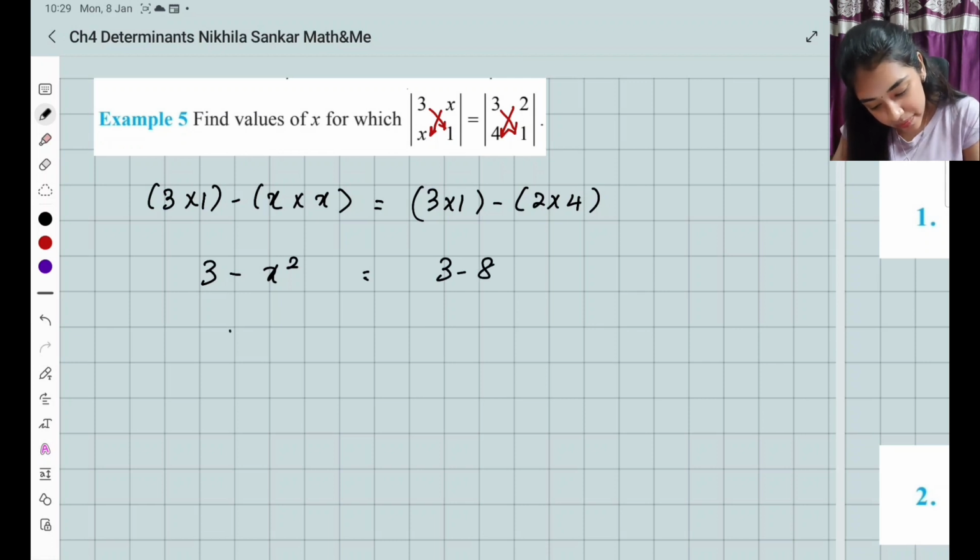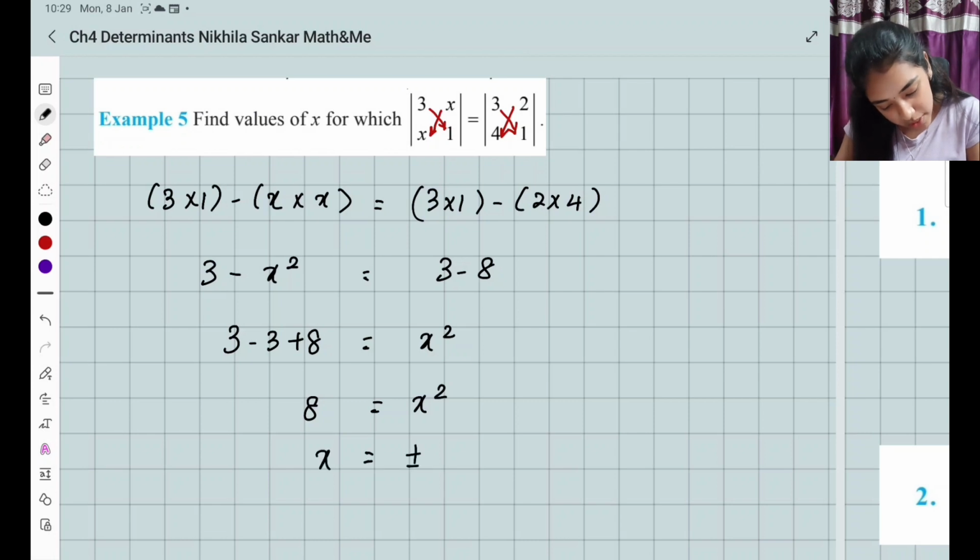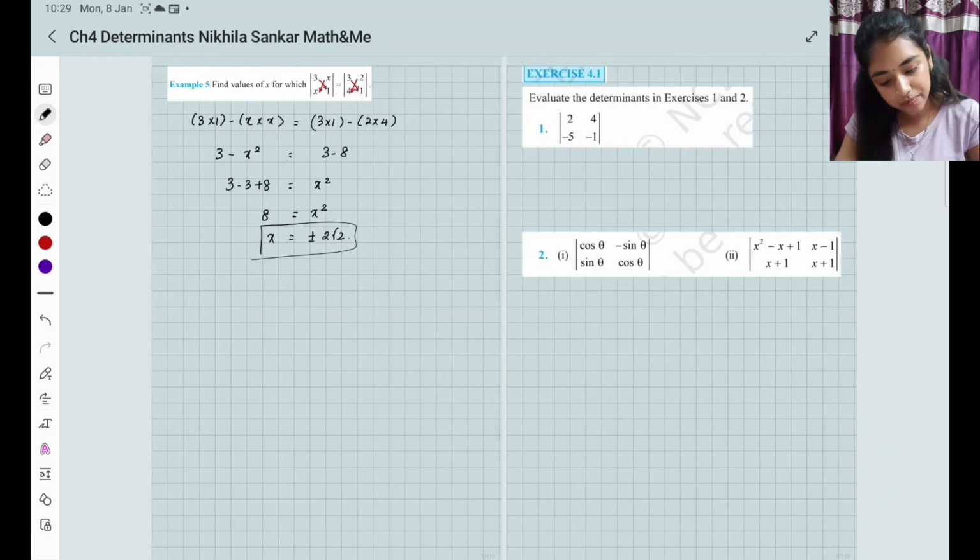Now I have 3 minus 3 plus 8 equals x square. I'm moving left hand side to right hand side. So 3 minus 3 is 0. So 8 equals x square. x equals plus or minus 2 root 2. So this is the value of x. Please copy. So with this we are done with the example questions. Let's move on to exercise questions.